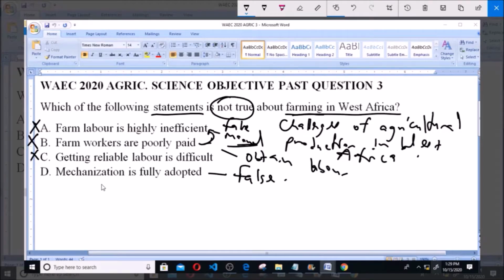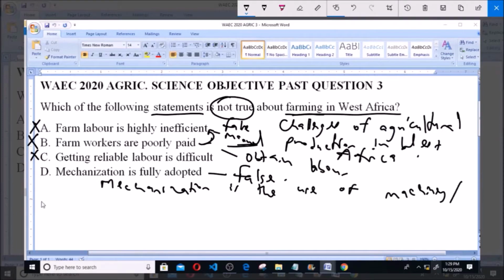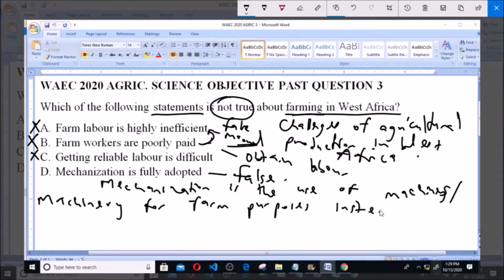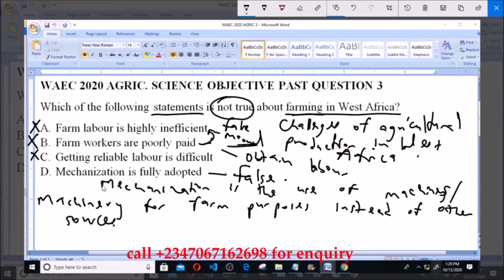Okay, now mechanization refers to the use of machines or machinery for farm purposes instead of other sources such as manual labor. Now in West Africa, mechanization is not fully adopted.